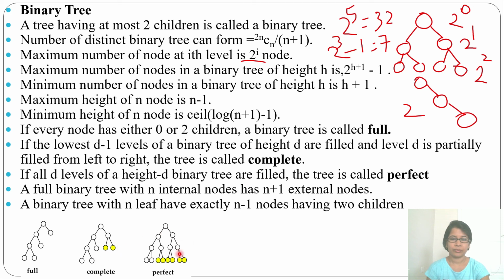Then this is perfect, all levels are filled. So generally we do complete or full binary tree. It will be written whether it is a complete binary tree or full binary tree, or perfect binary tree. So perfect means all levels are filled, complete means all levels are filled except the last level. The last level is filled from the left side, and on the right side some space can be blank. Then full means it is either 0 children or there will be 2 children.